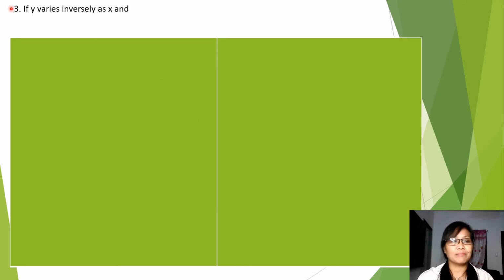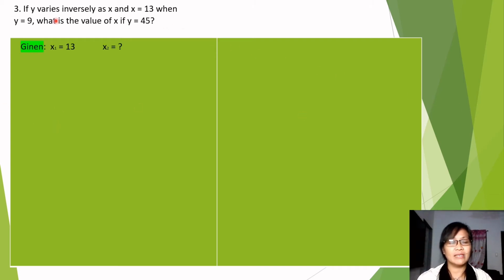Example number 3. If y varies inversely as x, and x is equal to 13 when y is equal to 9, what is the value of x if y is equal to 45? First, we need to find the given. So x sub 1 is equal to 13. X sub 2 is our unknown. And for our y sub 1, we have 9, and y sub 2 is equal to 45. And for our variation, y varies inversely as x, so we have y is equal to k over x. And for our constant, we have k is equal to x times y.